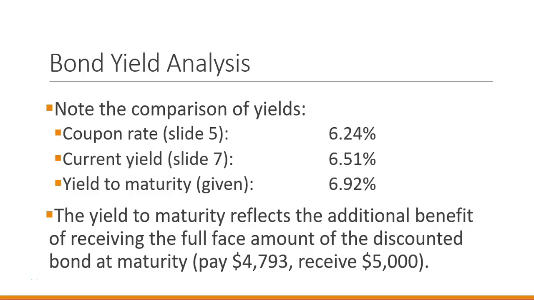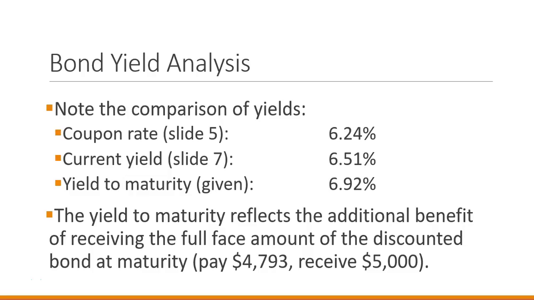In this example, we see an important relationship between yield and price. In the prior slide, we saw that the bond price, the market price, was $4,793, which is below the par value of $5,000. So the market price being lower than par value is the result of the coupon rate being lower than the market rate. We're going to summarize this relationship in the next slide, but for now we'll simply make the observation that this bond seems to not be very attractive.